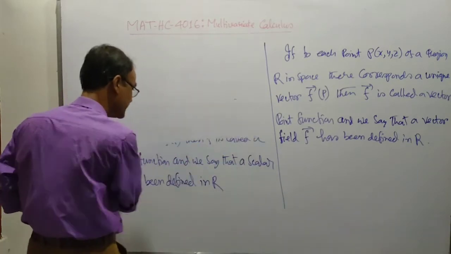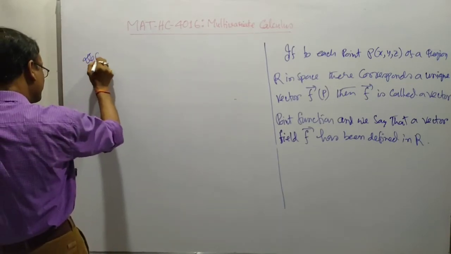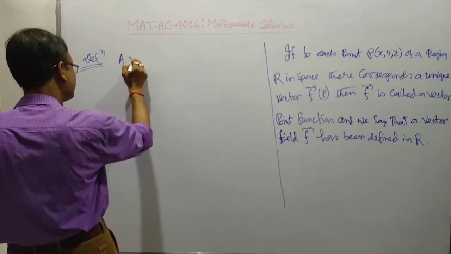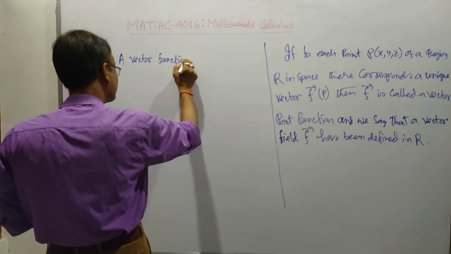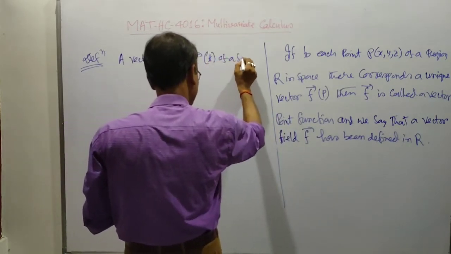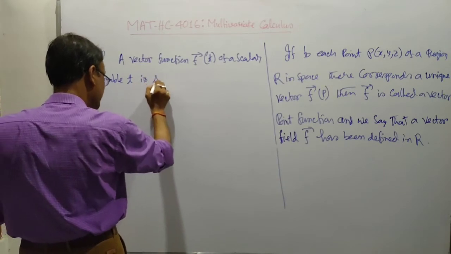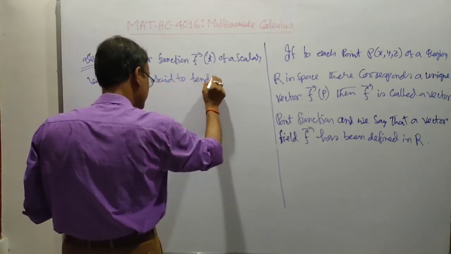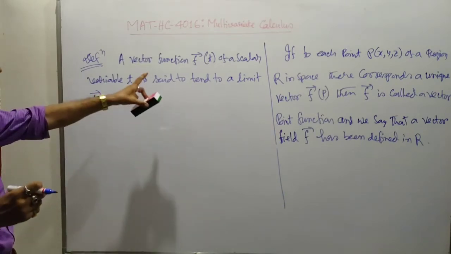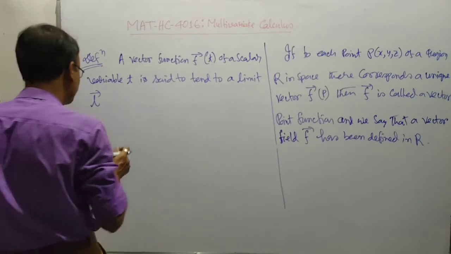Now, I should give you some definitions. Now, another definition. A vector function F vector of a scalar variable t is said to tend to a limit L vector.